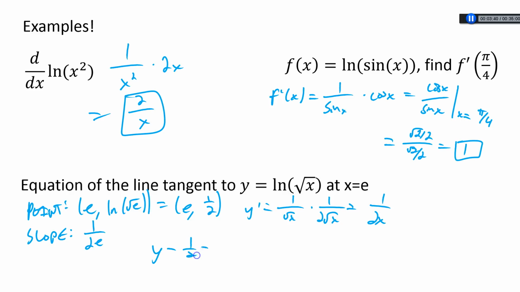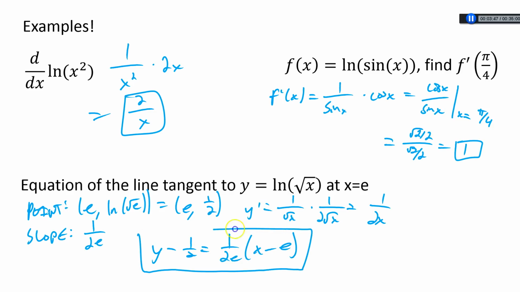Equation: y minus 1/2 is equal to 1 over 2e times x minus e. That's it. Nice.